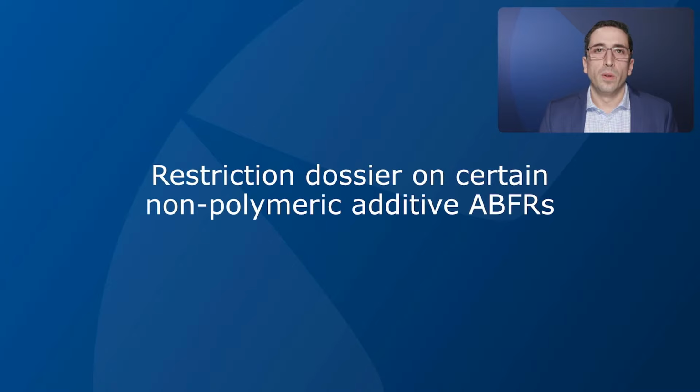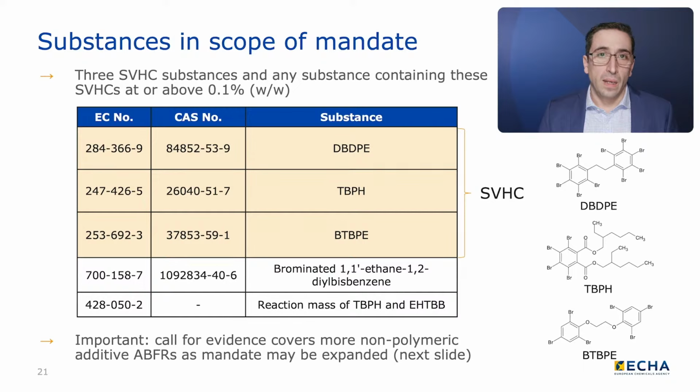The substances that are in the scope of the restriction mandate and that are explicitly mentioned in the mandate are 3 ABFRs that are already identified as substances of very high concern due to the very persistent and very bioaccumulative hazard properties. In addition, other substances containing those at or above 0.1% by weight are also in the scope. The 3 substances of very high concern are DBDPE, TBPH, and BTBPE, and you can see those in the slide highlighted in orange. In addition, 2 additional substances were identified in ECHA's database containing those at or above 0.1% by weight.